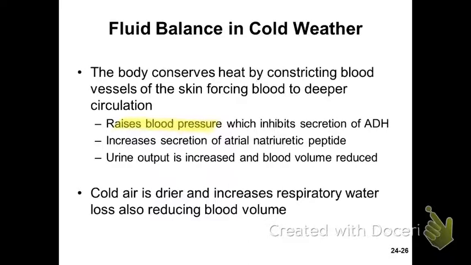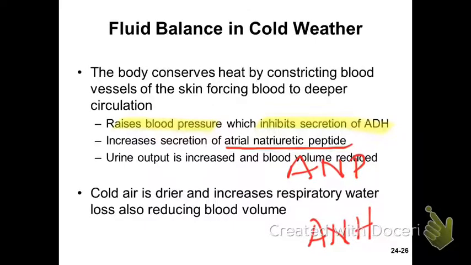Now, recall back from that flow chart that when the blood pressure is increased, it inhibits ADH. But there's another hormone that you need to know about that is going to work in the opposite way, and that is this one, atrial natriuretic peptide. You'll see it abbreviated as ANP, or you'll see it as ANH. And atrial natriuretic peptide, as the name suggests, is being made and secreted by the atrial cells. So this is coming from the heart, from the atrium.